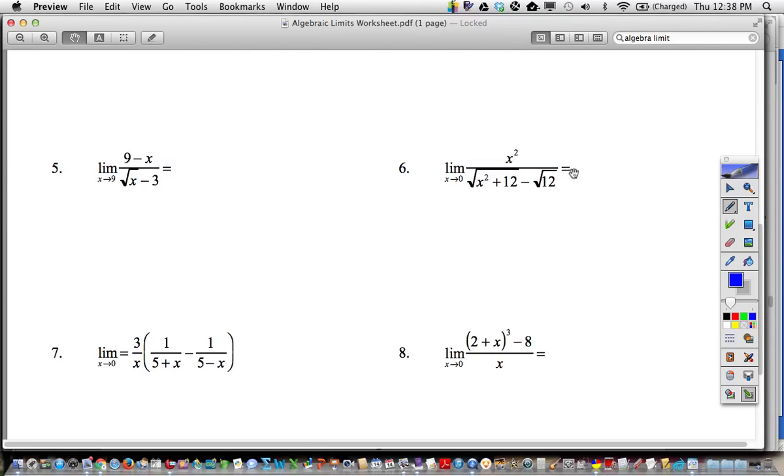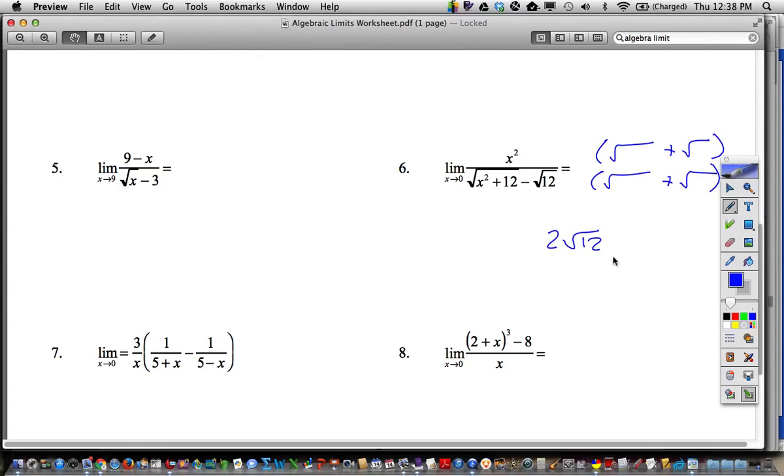Okay, so I want to do one of these conjugate ones, so I'll do 5, and I'll just get you started on 6. The conjugate would be radical, this is radical minus radical. So what you're going to want to do is take radical plus radical times the top and the bottom. What should happen is some nice things down here. The radicals will go away. The 12s should disappear. You'll end up with x squared down here and x squared up here, and those will cancel. And once that happens, you end up with like 2 radical 12.